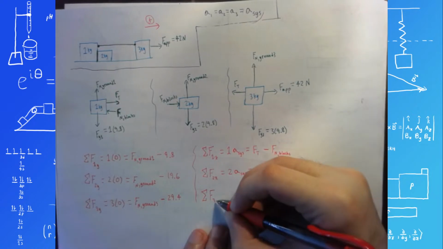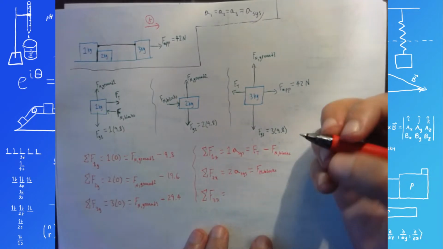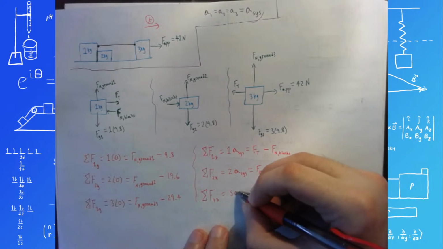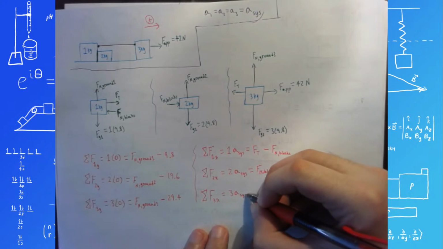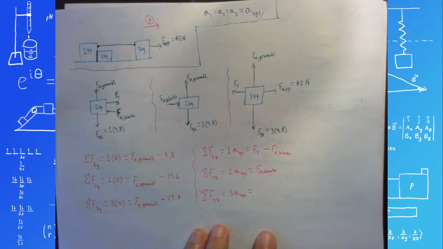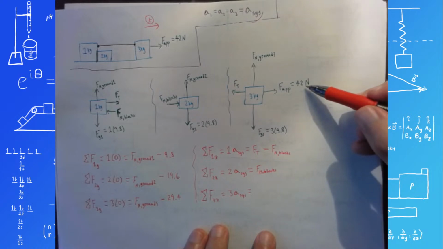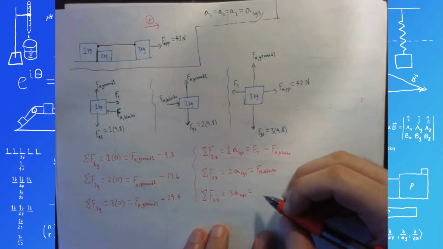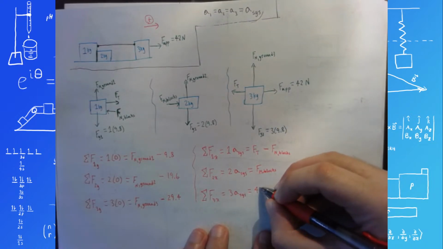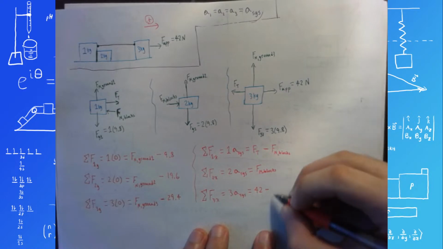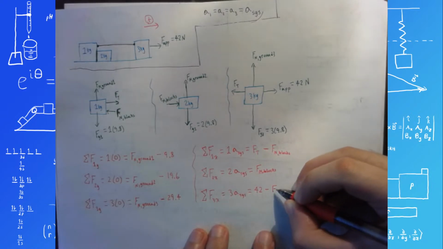Net force on block 3 in the x direction is 3 times the acceleration of the system, equals, let's see, forces to the right minus forces to the left: force applied of 42 newtons minus the force to the left, which is the force of tension.